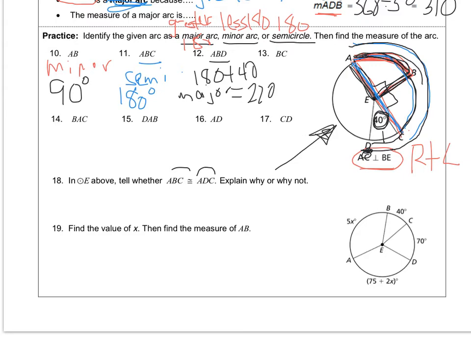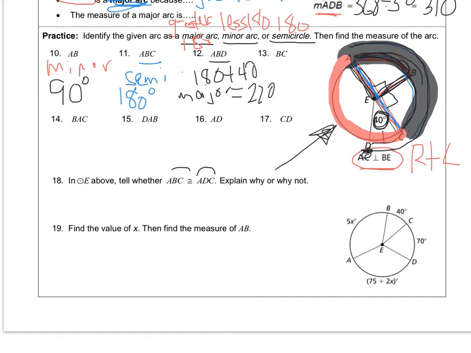ABC, I'm going to change to a marker. ABC, that's ABC. Well, isn't that a semicircle, right? And so now, get a little smaller marker. Okay, arc ADC. Well, isn't that the semicircle on the other side? So they're both semicircles, so aren't they both 180?